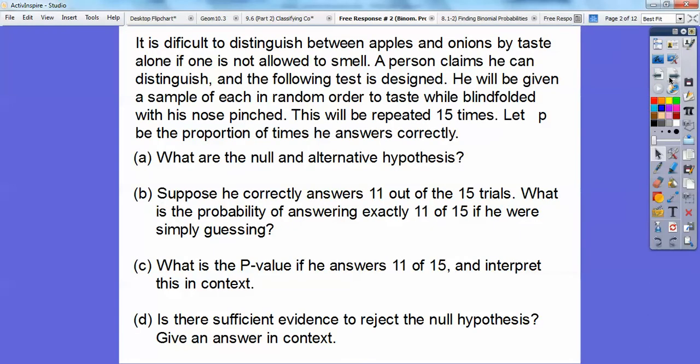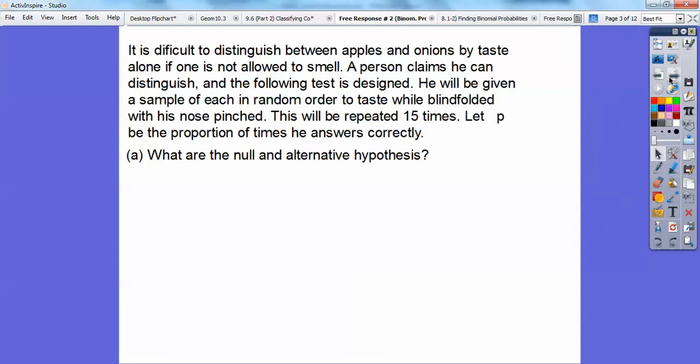So here we go. It's difficult to distinguish between apples and onions by taste alone if one is not allowed to smell. Yes, that says apples and onions. A person claims that he can distinguish between the two, and so the following test is designed. He will be given a sample of each in random order to taste while being blindfolded with his nose pinched. This will be repeated 15 times. Let P be the proportion of times that he answers correctly. What are the null and alternative hypotheses?